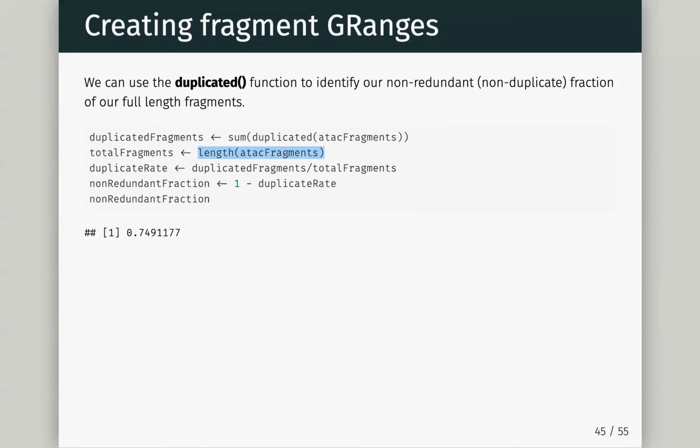I can get the length of the GRanges, which will give me the total fragments. And then to get a duplication rate, I can do duplicated divided by total. And so that will give me a duplication rate. There's a word which ENCODE uses called a non-redundant fraction, and that is effectively 1 minus this duplication rate. So this number here, 0.74, whatever, that is your NRF. That's an ENCODE metric. And that's a good score.